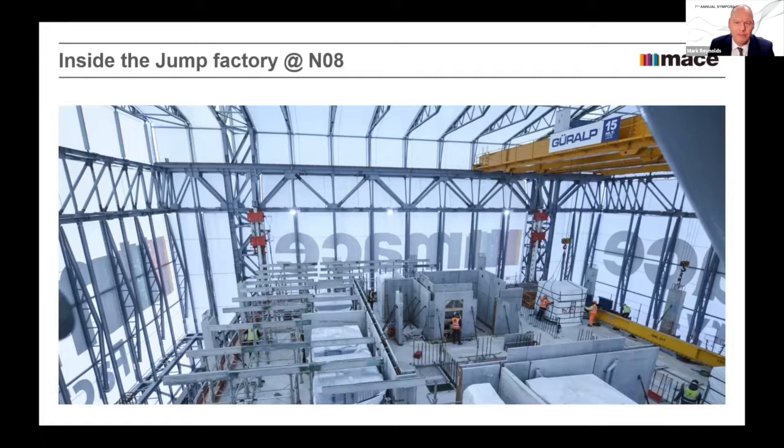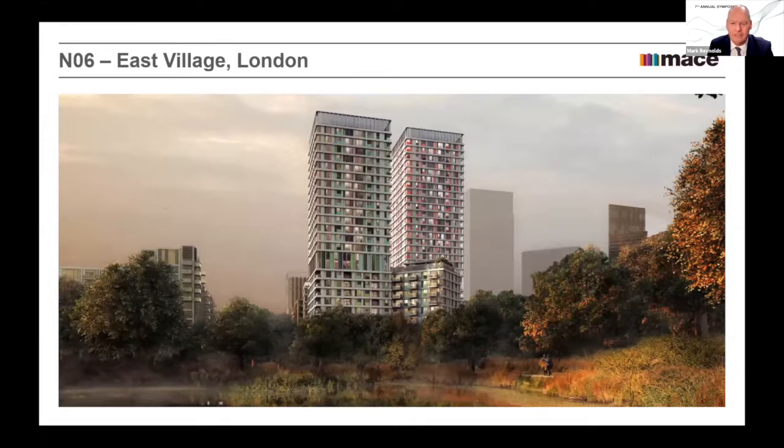So we didn't like that idea. We went to a different idea. How can we do away with the big tent? So this is what we call our East Village. Same client, same location. It was on the Olympic Park, very similar building, different facade.